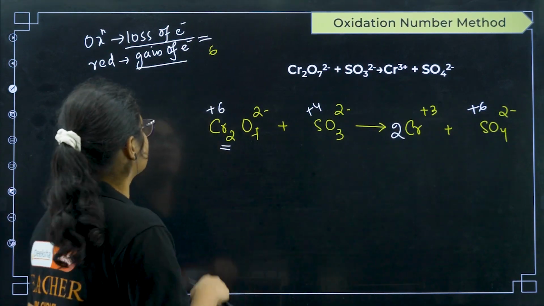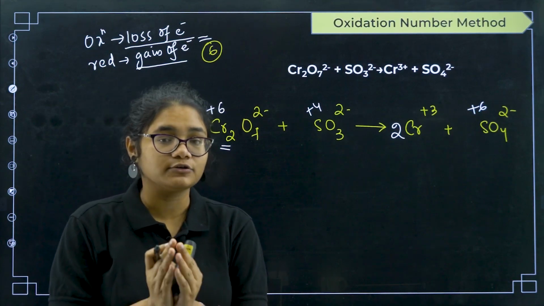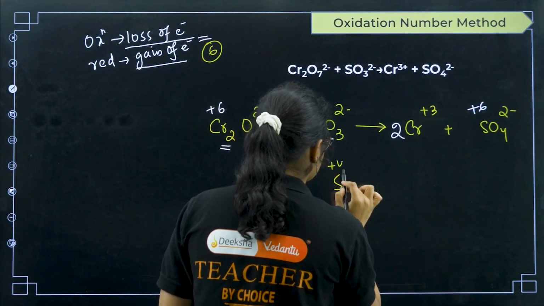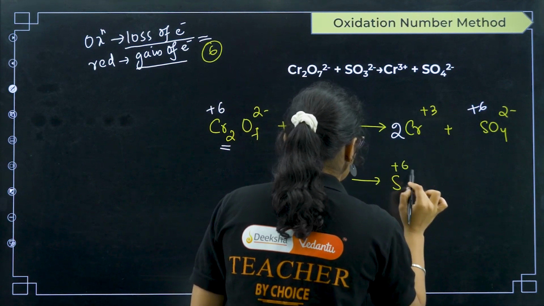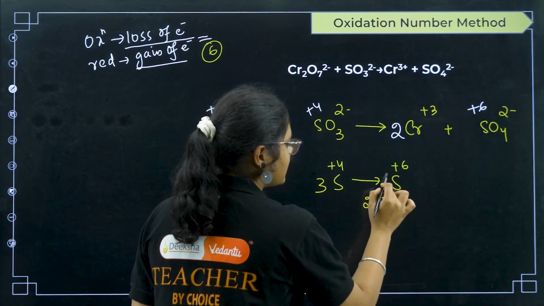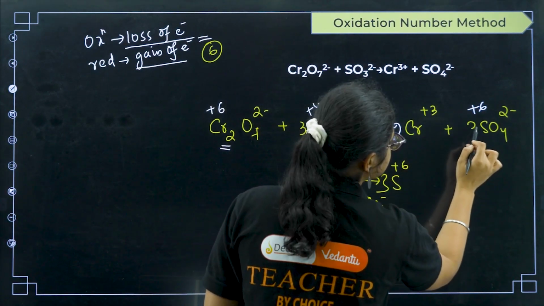Okay, but we need what? You need to have 6, loss of electrons should be 6, right? So now with 1 sulfur, if you see, only 2 electrons are lost, right? So with 3 sulfur, how much will it be? 6 electrons, right? So it is 3 and this is 3.